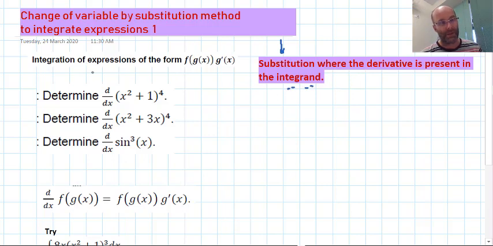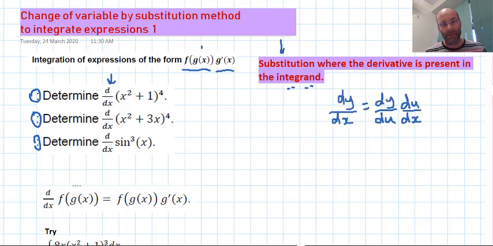So we're looking at integration of expressions in this form, f of g of x, a composite function, times the derivative of the inner function. Okay, so it's f of g of x times g dash of x. Quickly, if you just pause the video and do some preliminary work, see if you can calculate those. Notice how it does say derivative, then unpause the video and see how you go.